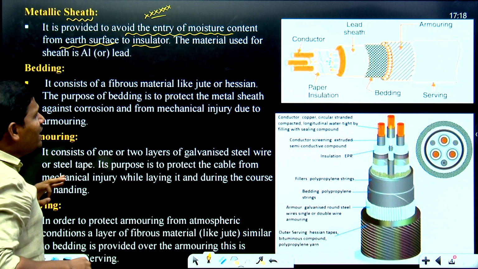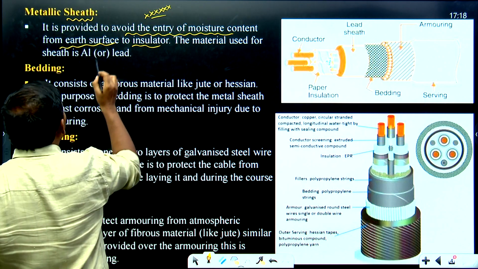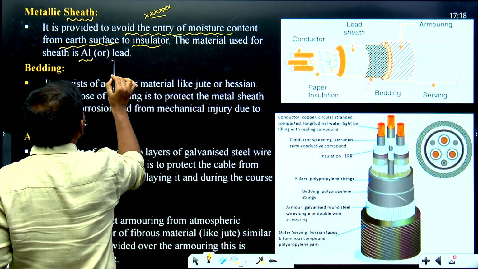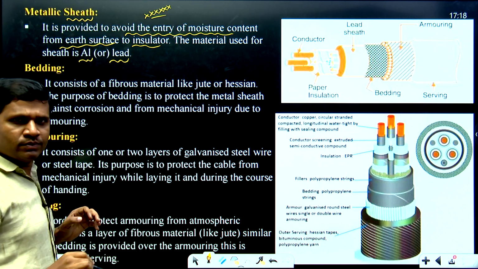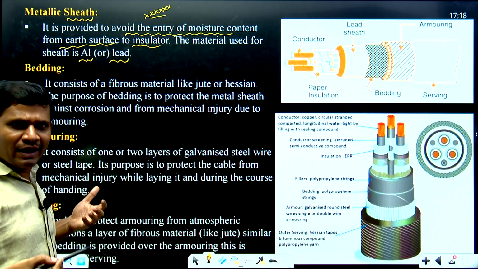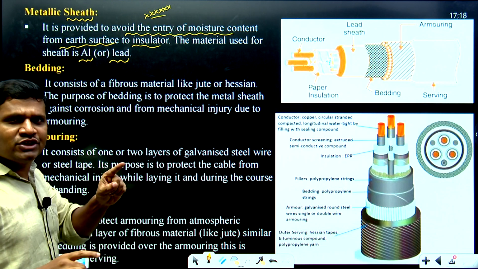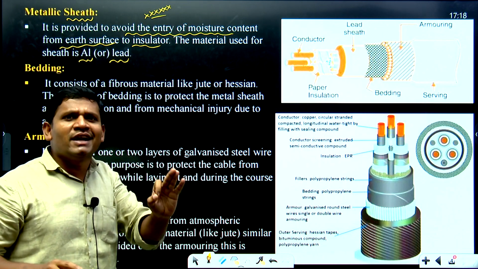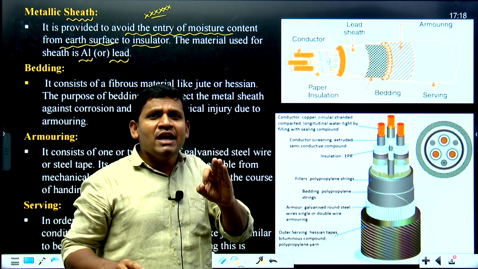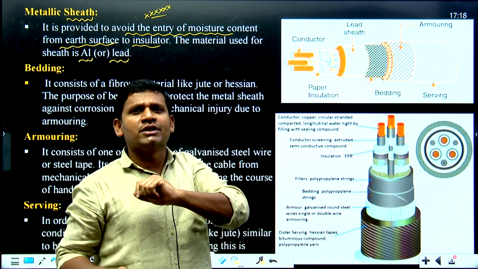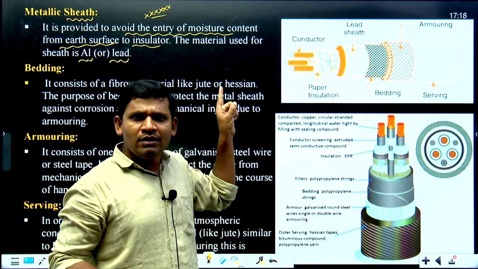Then what is the material used for the sheath? That is a metal sheath. You have to use either aluminum or lead material. Generally we are using lead. Its function is to eliminate the entry of moisture content into the insulation. For that purpose we are using the sheath.